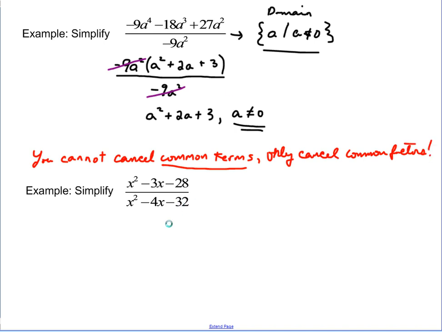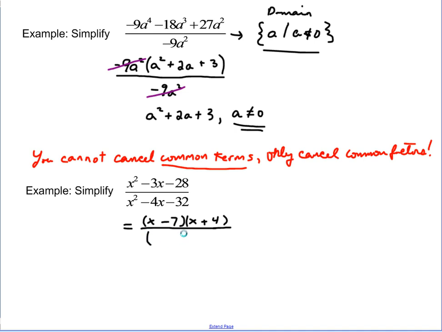So if we're going to simplify this expression like any other place, we have to simplify our expression by factoring first. So let's look at the factors of our numerator. We've got x squared minus 3x minus 28. We know that the first term in these binomials is going to be x to give us x squared. And we need two factors of negative 28 whose sum is negative 3, and that would be negative 7 and positive 4, whose product is negative 28 and whose sum is negative 3.